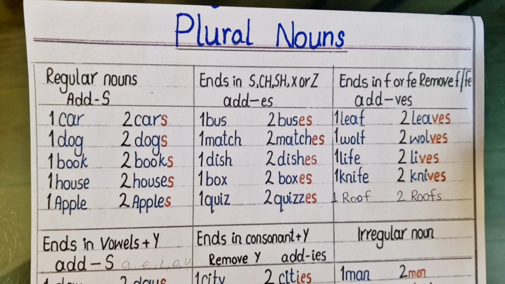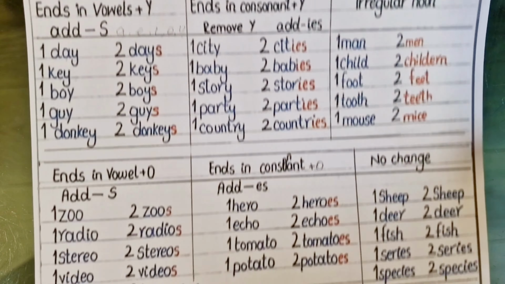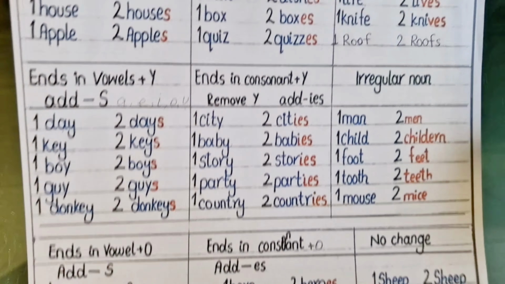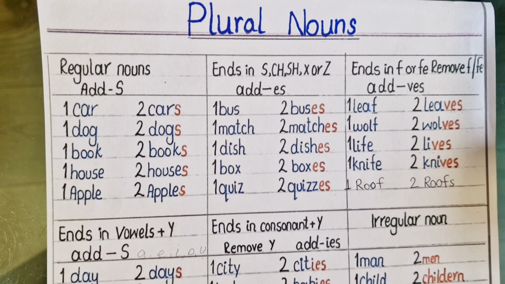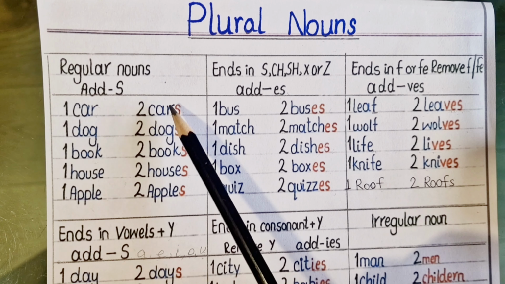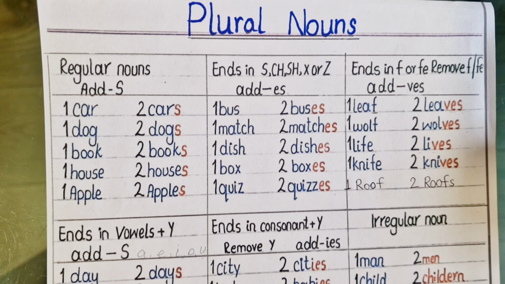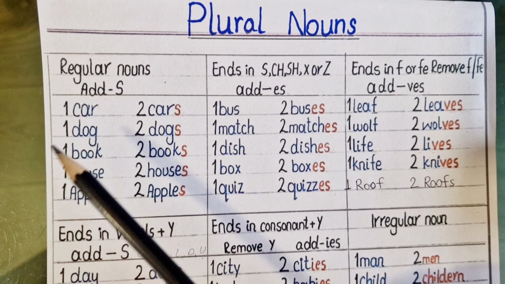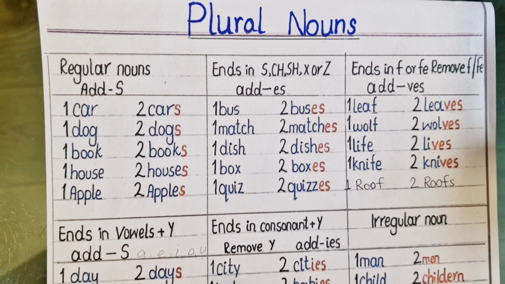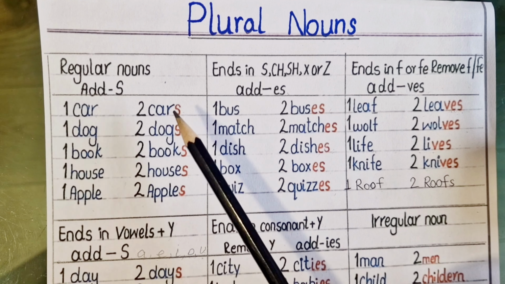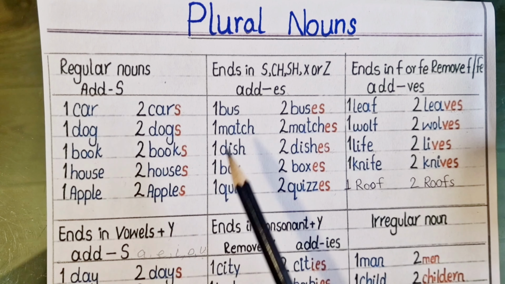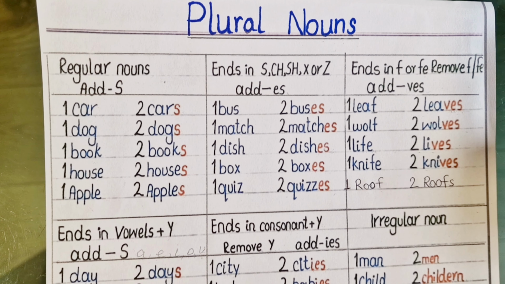In today's video we will learn different rules to make a plural noun. Before we learn these rules, we should know the difference between a singular noun and a plural noun. Singular means one, like we are talking about one car, one dog, one book, and plural means more than one, like we are talking about two cars or more than two cars. So in this video we will learn some rules for making plural words.